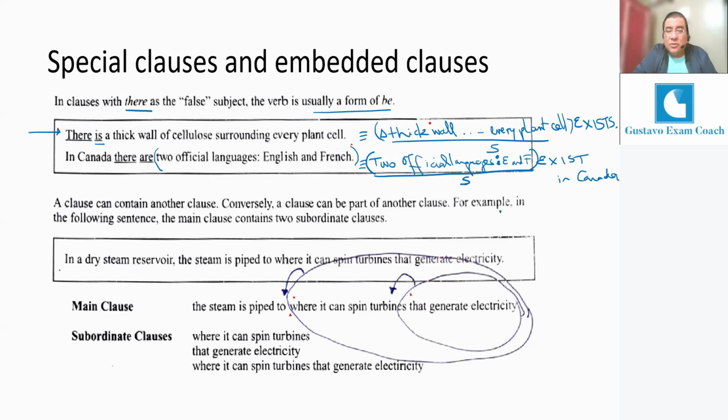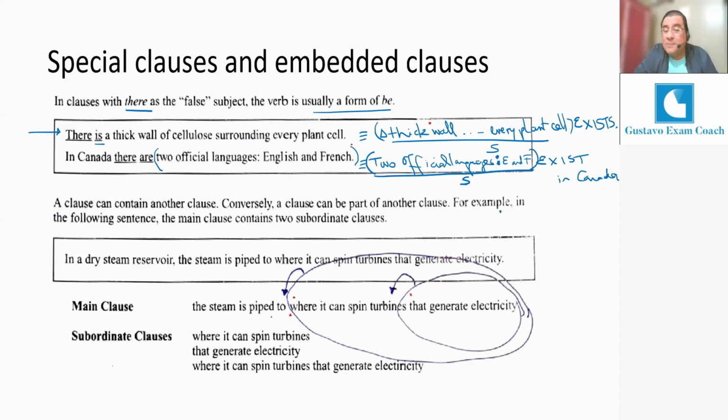Here we can see, in a dry steam reservoir, the steam is piped to where it can spin turbines that generate electricity. Take a look. The main clause is actually the whole sentence. The steam is piped to where it can spin turbines that generate electricity. But we can see that there are several subordinate clauses at different levels of embedding. First, we can say that the steam is piped to something, and that something is where it can spin turbines that generate electricity.